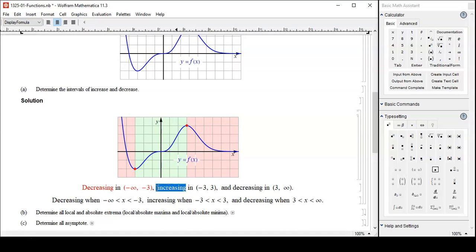And increasing from -3 to +3 in the green region, and then decreasing again from 3 to infinity, the right-hand side red region. And all these intervals reside in the domain, so they are all x-coordinate values. X-coordinate -∞ to -3, x is between -3 and +3, x is between 3 and +infinity, completely irrespective of y-coordinate values.